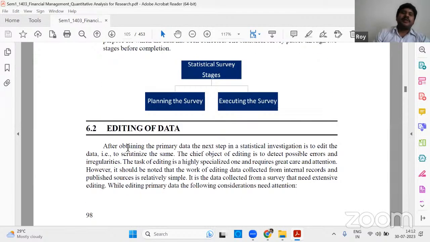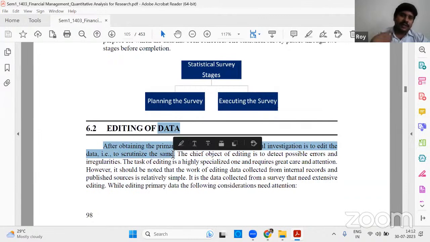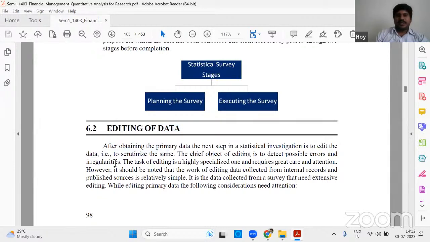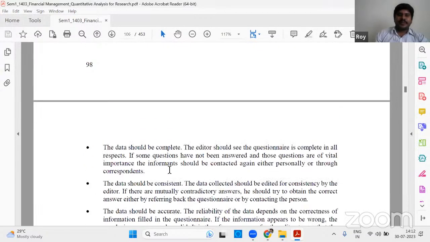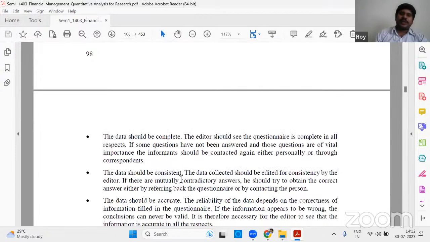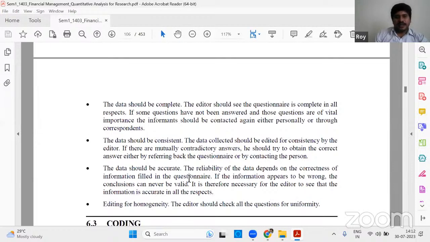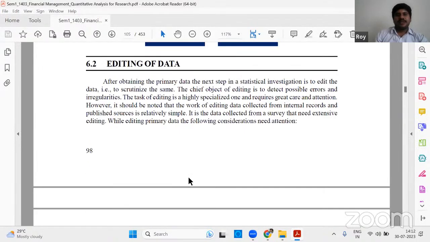How to edit the data? When the primary data is collected, the next step in the statistical investigation is to edit the data, that is, scrutinize it. Scrutinize means re-verify it, check whether the data which you have collected is correct or not. When you are editing the data, detect the possible errors and irregularities. This is a very highly specialized task and requires great care and attention. You need to review what needs to be reviewed. Adding we cannot do, but we can read it. The data should be complete, consistent, and accurate. Okay, this is the editing of the data.